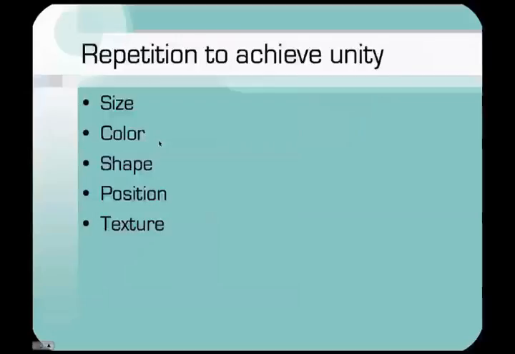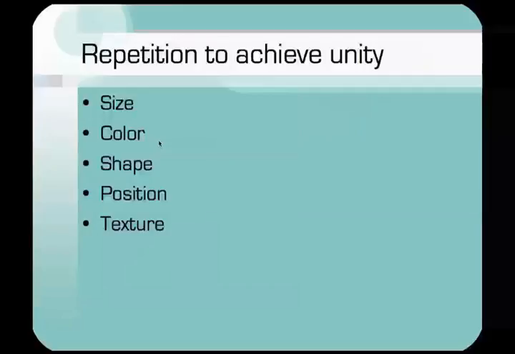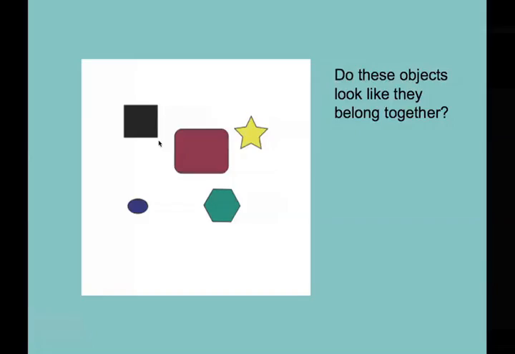You can also use repetition to achieve unity, like we've seen in the previous 2 examples. And you can create repetition through size, color, shape, position, or texture. So think about repetition. Look at these objects. Again, it's another exercise. Do they look like they belong together? Other than the fact that they are all within the same given space and that they're all shapes, you really can't say that they belong together.